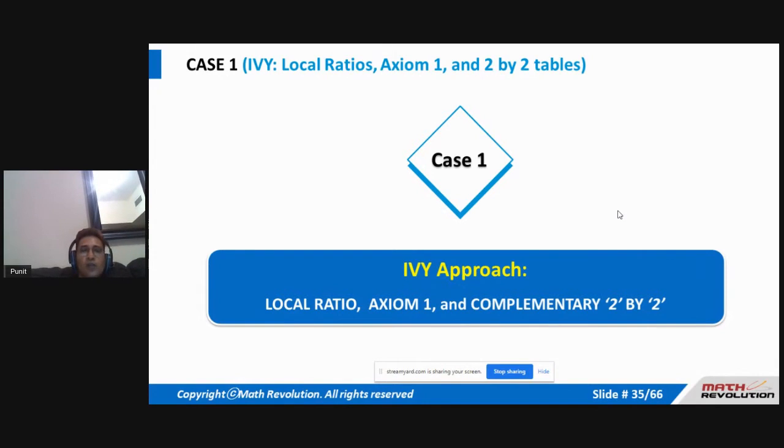So the case one right now says local ratio, Axiom 1, and complementary 2 by 2. So we are dealing with a complementary table. I'm not sure whether this table would be hidden or revealed. I mean, would the words complementary be visible, or do we need to comprehend? I would say we need to infer or deduce that from the question. So just be ready with your pen and paper.